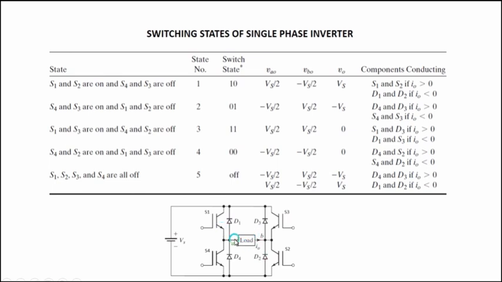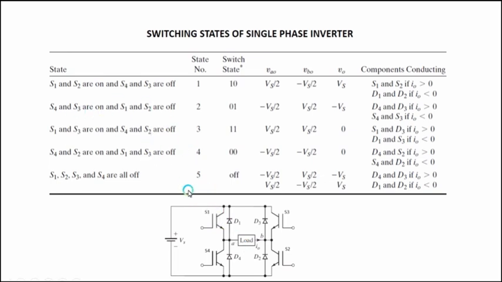Diagonal switches are made on, then we'll get the output voltage as Vs. If suppose the load is purely resistive, then S1 and S2 will conduct. If the load is not purely resistive, then S1 and S2 will conduct only if the load current is greater than 0. And D1 and D2 will conduct if the load current is lesser than 0.